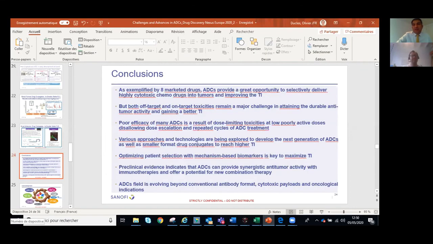Can I ask a very brief question? Very nice talk and very impressive results you have. With respect to the payloads, is there a size dependency on the payloads that you're able to put on the antibodies, or how do you go about that?